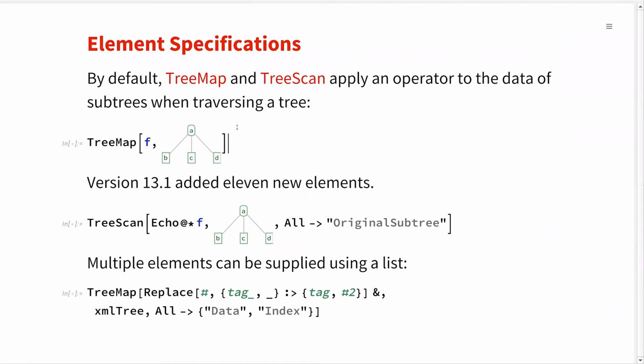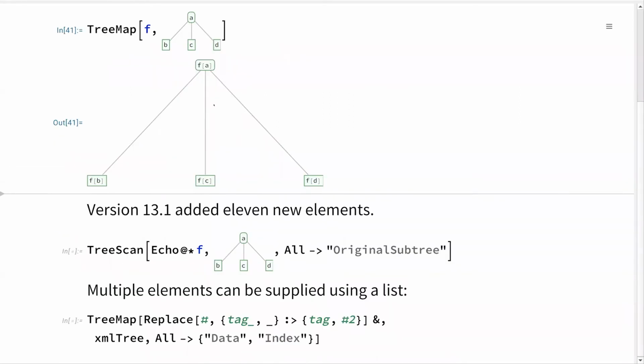Finally, some functional programming operations that are available for tree. We have tree map and tree scan, which by default apply an operator to the data in a tree. If I have tree map F over a tree, what this is going to do is apply this operator F to every node in the tree. So we should get F of A, F of B, F of C, and F of D. Evaluate that. There we see the new tree we get, F of A, F of B, F of C, F of D.